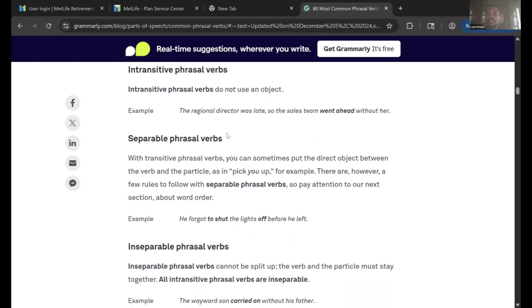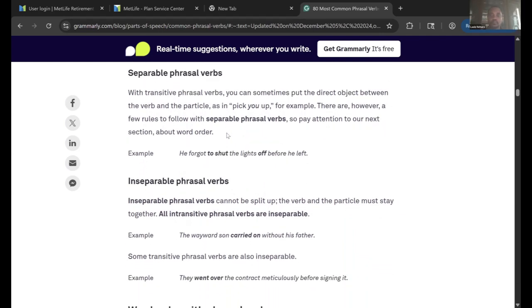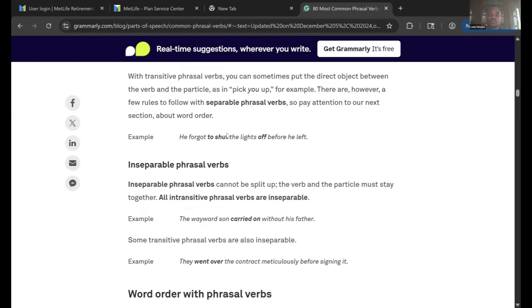Okay. The regional director was late, so the sales team went ahead without her. What does that mean, to go ahead? Went ahead without her. Avancer. Continue. Continuer. Yeah.